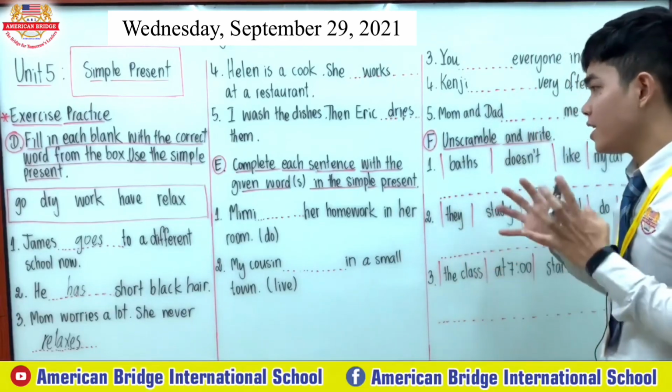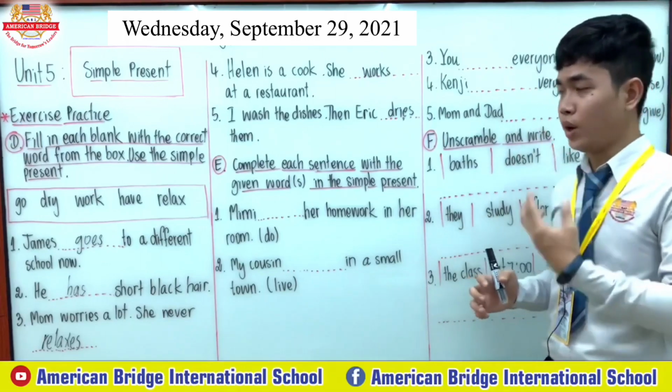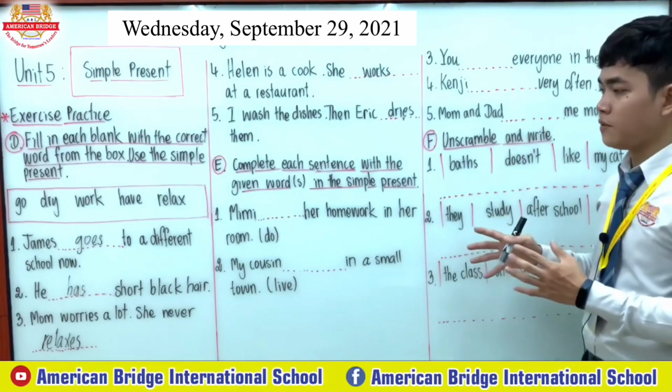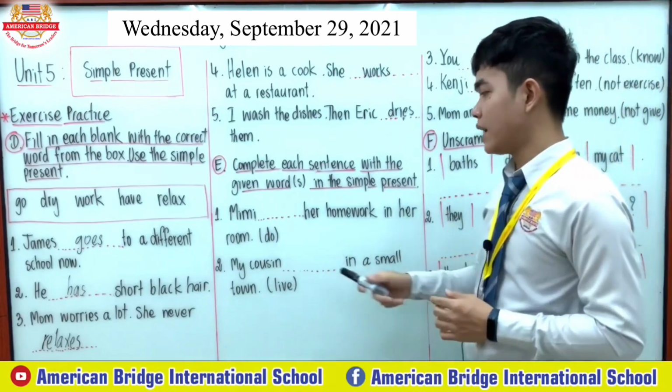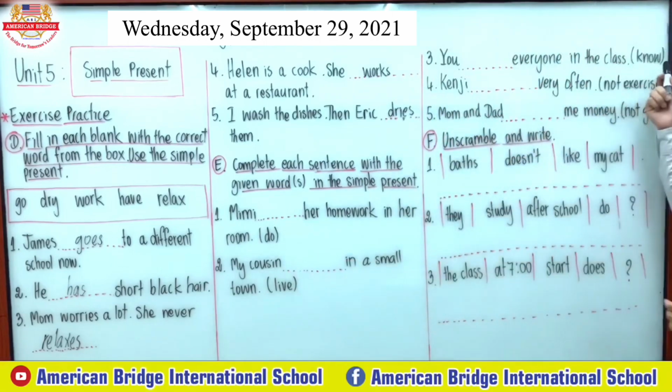Let's move to our part E. In part E, complete each sentence with the given words in the simple present. As you can see, we have many verbs in the brackets. We have the words do, leave, know, not exercise, and not give. Okay, now let's get started together.